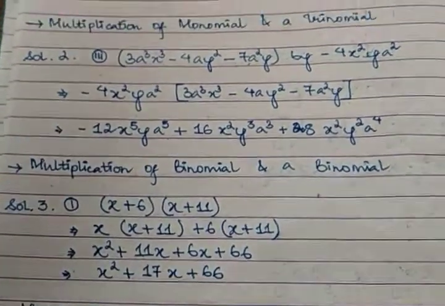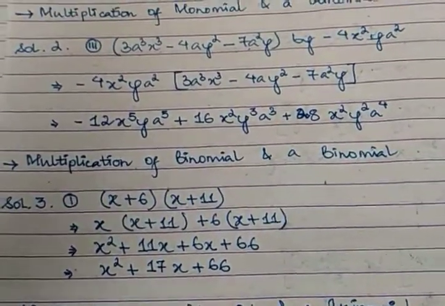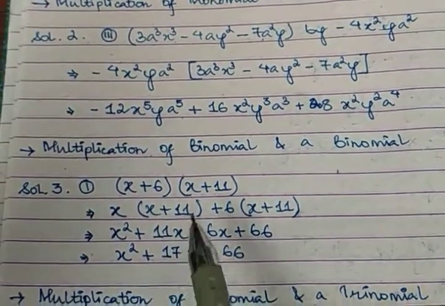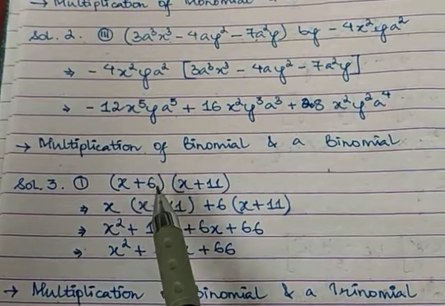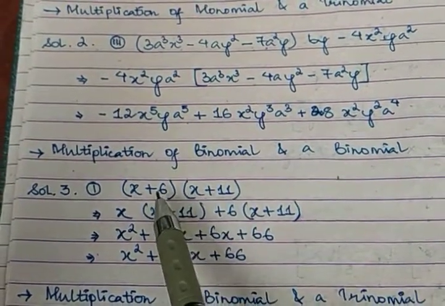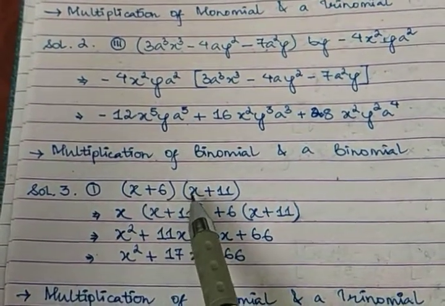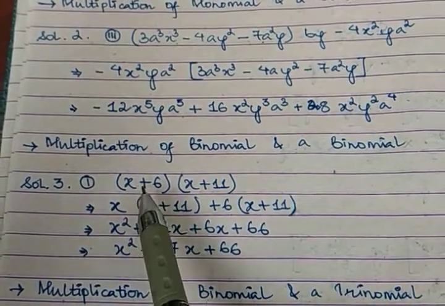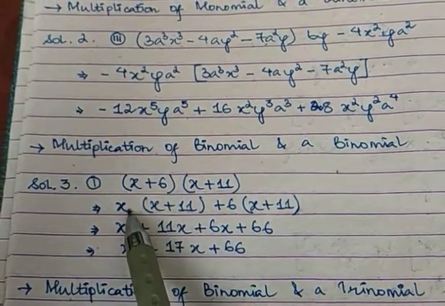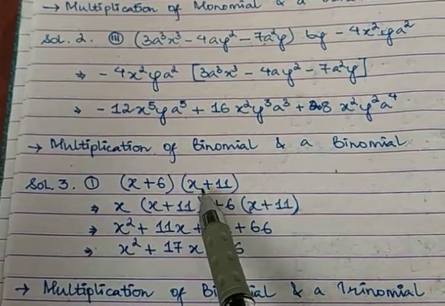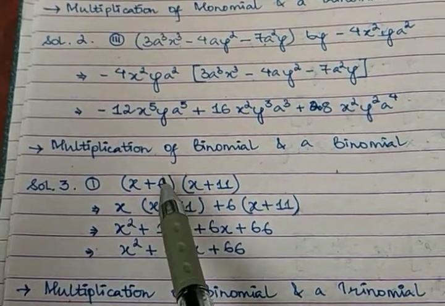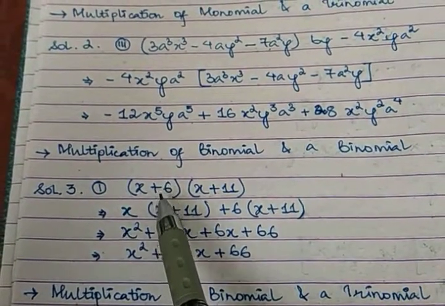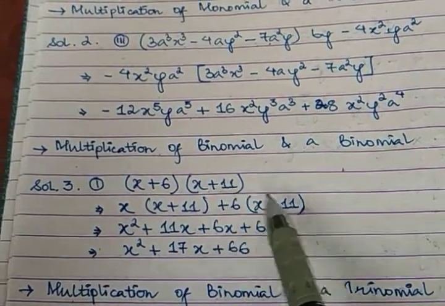Now, multiplication of a binomial and a binomial. What happens when you multiply binomial and binomial? Two terms and two terms. What you can do here is split one of the terms. It can be any term; whether you split this one or that one, you will get the same result. Here I have split the first term. See, x I have kept as it is, and the second term you need to write 2 times: x plus 11. Now the second term of the first binomial, plus 6, again times the second binomial, x plus 11.